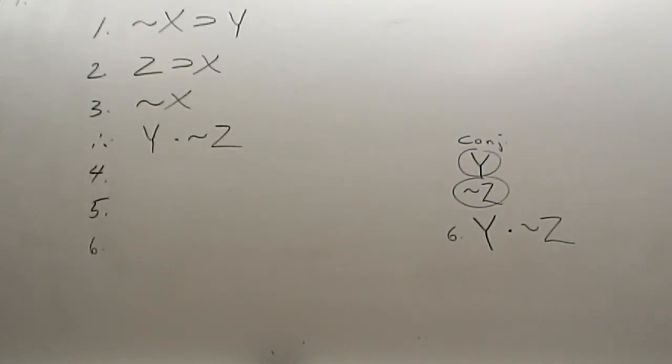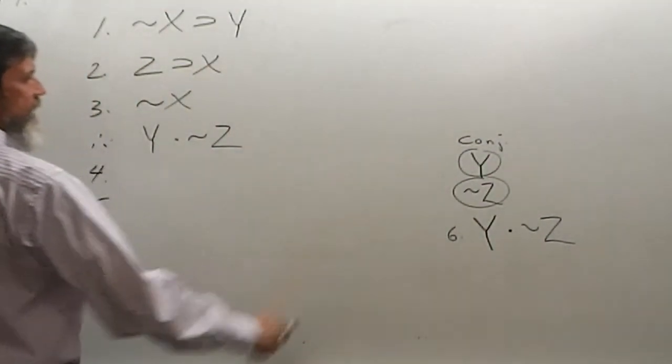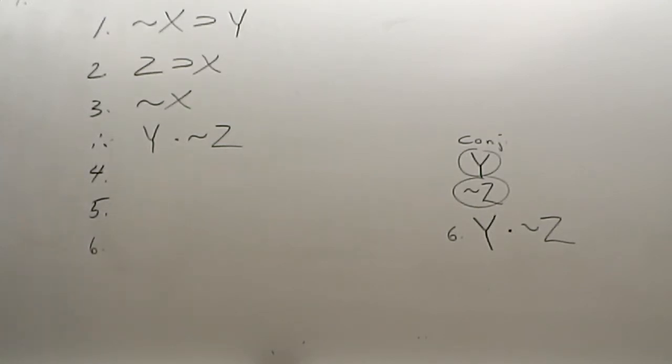No? Should it be X? No? Should what be X? This is our conclusion we're after. Y dot curl Z. That's how to get it. Right?